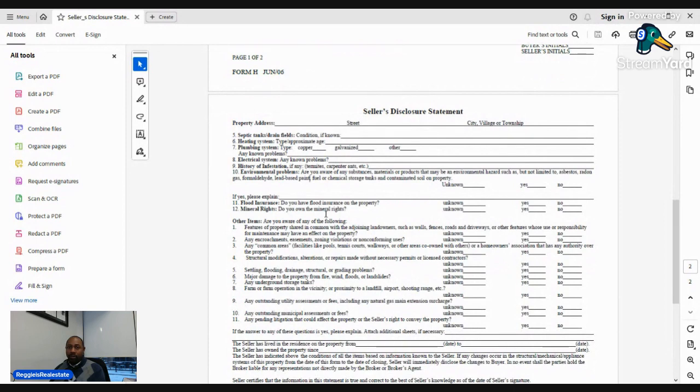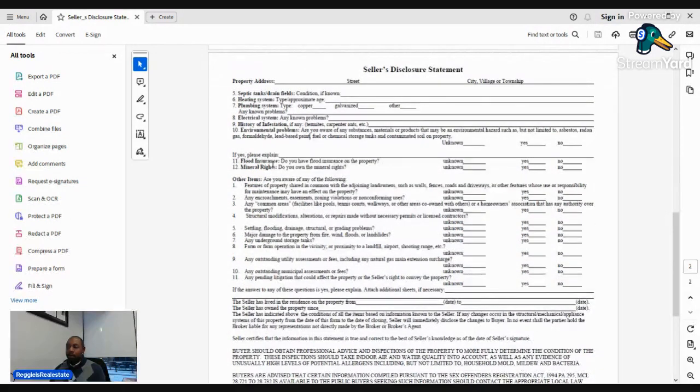Flood insurance. Do you currently have flood insurance? Some people have flood insurance if they're in a flood zone. You want to disclose this to the buyer because maybe the buyer didn't do research and they want to know if it was required by your lender that you have flood insurance, because the buyer's probably going to run into that problem as well. Do you own the mineral rights?